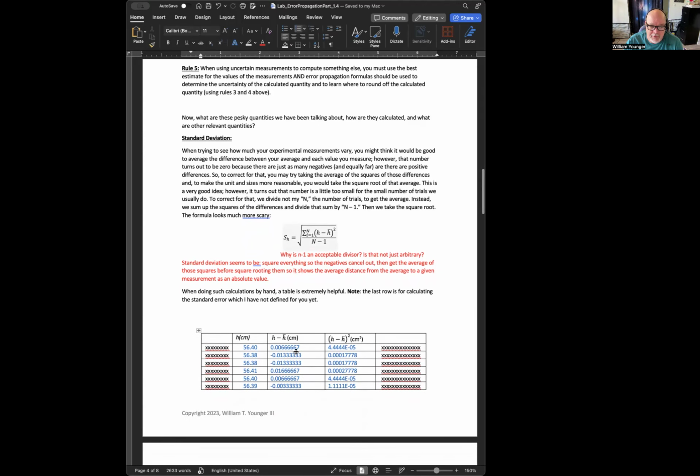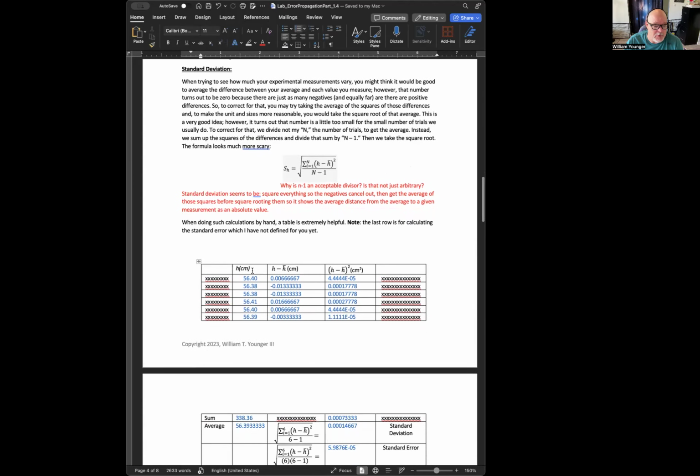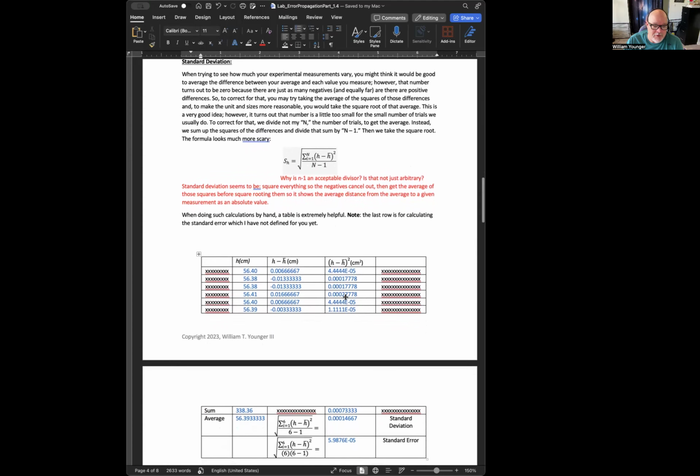You're going to take this table down here and complete it. In other words, you're going to take those same 6 values that I gave you and you're going to calculate h minus h bar for each of them. Notice some are positive, some are negative. Then you're going to take and square each of them, and that's going to give you these. And then you're going to take that and sum them all up, and that'll give you basically this summation from i equals 1 to n of (h minus h bar) squared. That's the numerator under that radical is this sum right here.